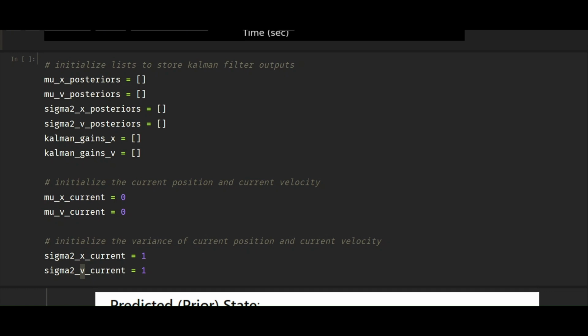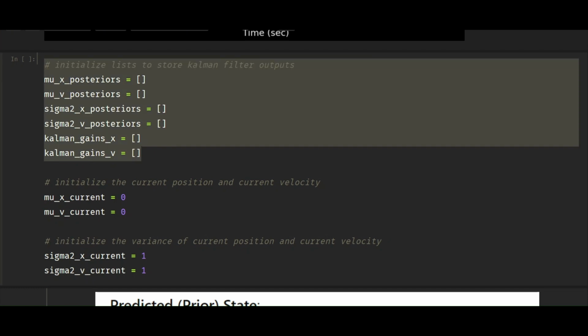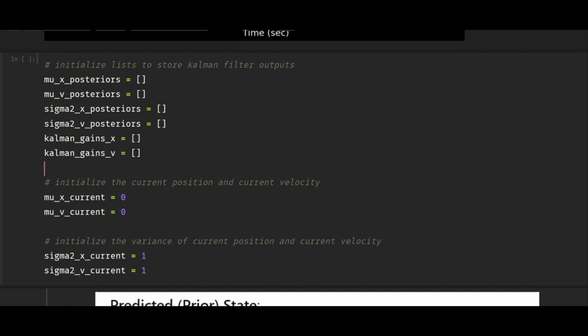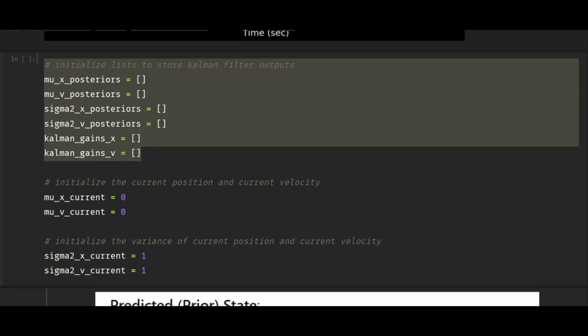Before starting the Kalman filter process, we will initialize some lists. Basically, these are the lists to store the output of the Kalman filter, which is the position output, the velocity output, and also the uncertainty associated with the position channel and the velocity channel, represented by these lists. I would also like to track the Kalman gains in the position channel as well as in the velocity channel. So these are empty lists for that.